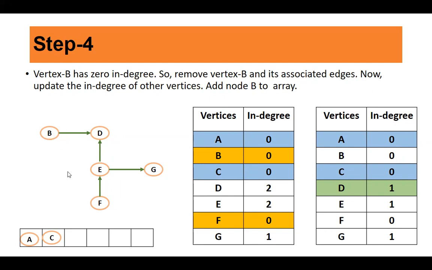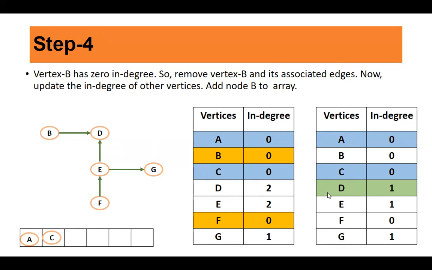So you remove B, add it to the array, remove the edge from B to D, and decrease the in degree of D by 1. The in degree of D was 2, now it is reduced to 1. Now A and C, the blue color indicates they are already in the sorted order. They are already in the array containing the order of vertices.